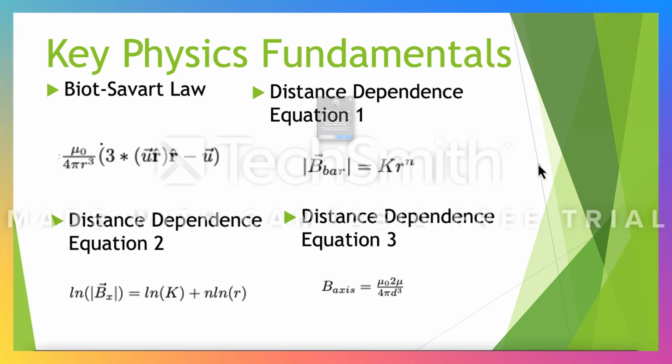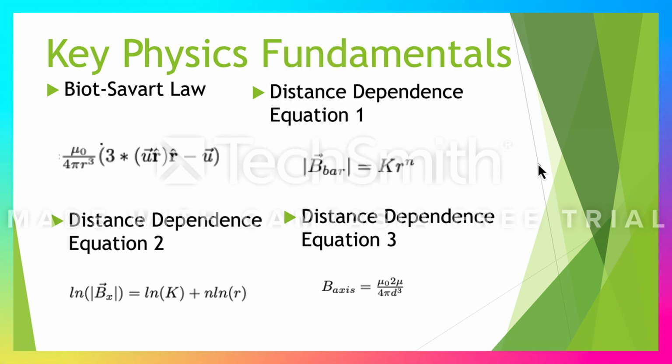So here's just a few of the equations I'm using on the Biot-Savart law. Equations 1 and 2 are distance dependence equations, and they help you find the magnetic field of a dipole, and then the distance dependence equation 3 helps you find the magnetic dipole moment.